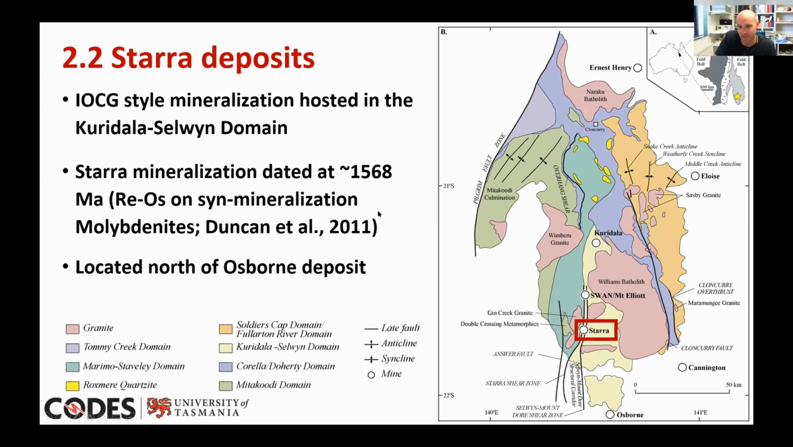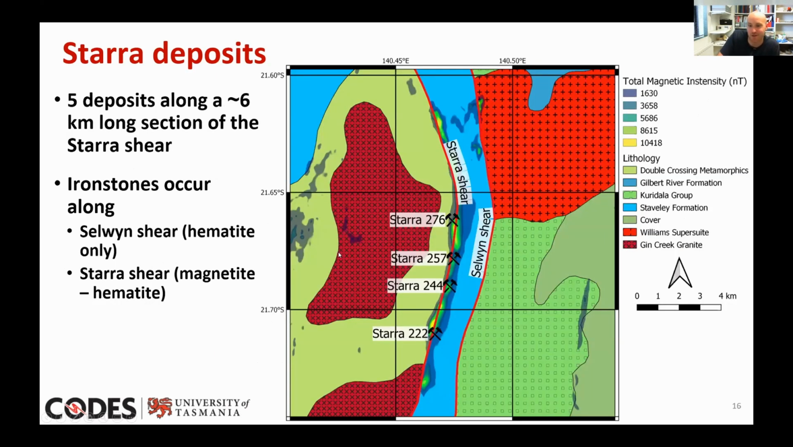We zoom in on the local geology. You see that the Starra deposits are a couple of deposits that are emplaced along the Starra shear, roughly within a 6 kilometer long interval. The southernmost deposit is called Starra 222, and the northernmost deposit is Starra 276. And I've overlain over the Starra shear the total magnetic intensity, which shows the clear correlation between the emplacement of those deposits and magnetite in the Starra shear. If you look, for example, at the Selvin shear, which hosts hematite-dominated ironstones, there are no deposits and no magnetite either.